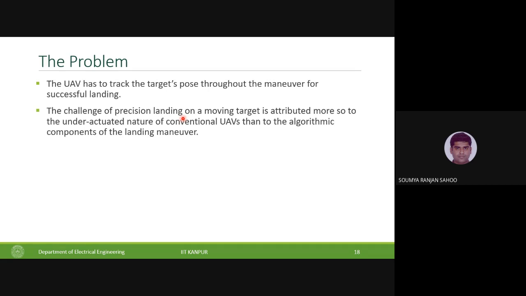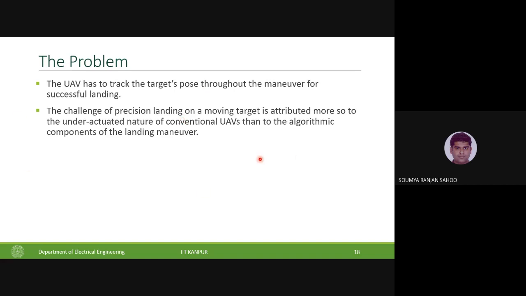You have to keep on checking whether you are still inside the safe landing zone, and if you come out of the safe landing zone, you have to abort your landing and again go back to your tracking mode, and then initiate landing only when you come back to the safe landing zone, and so on. Okay, so this is actually very challenging.